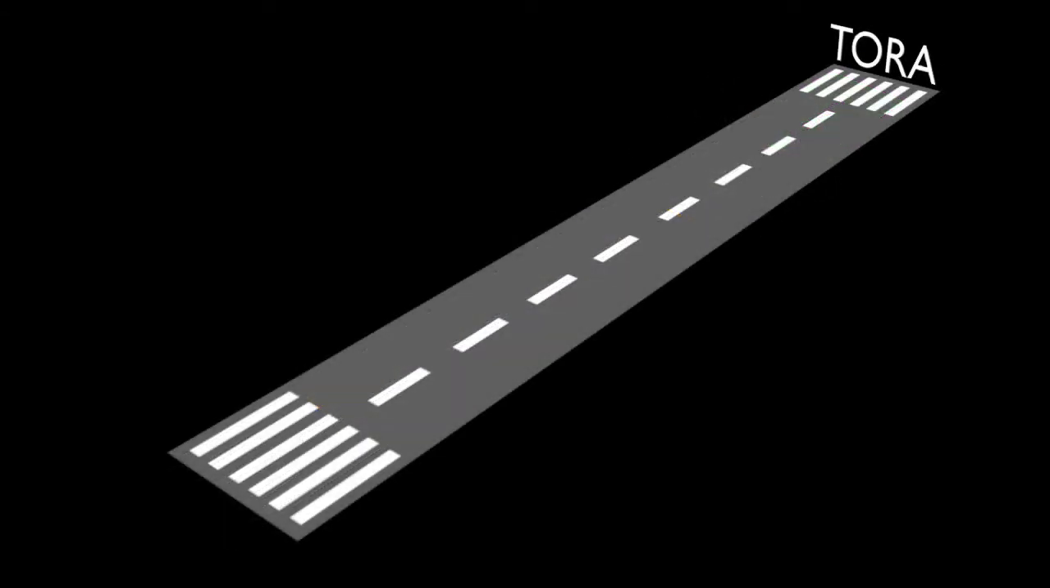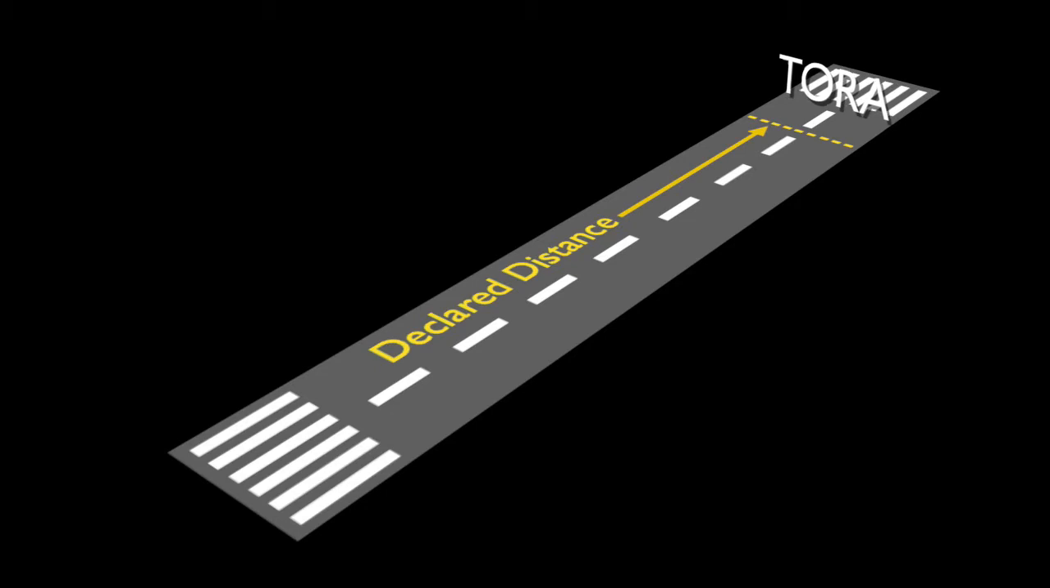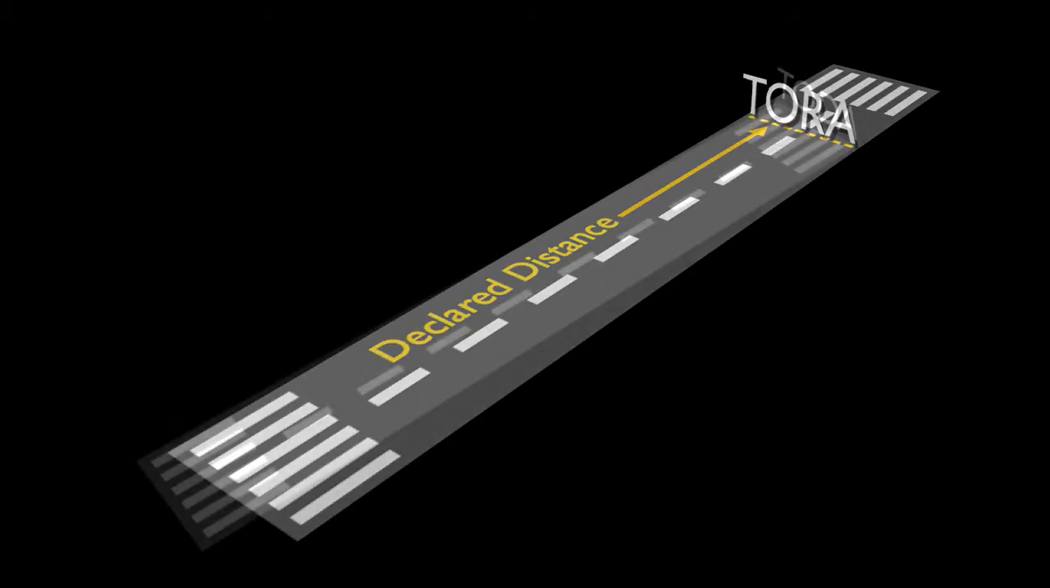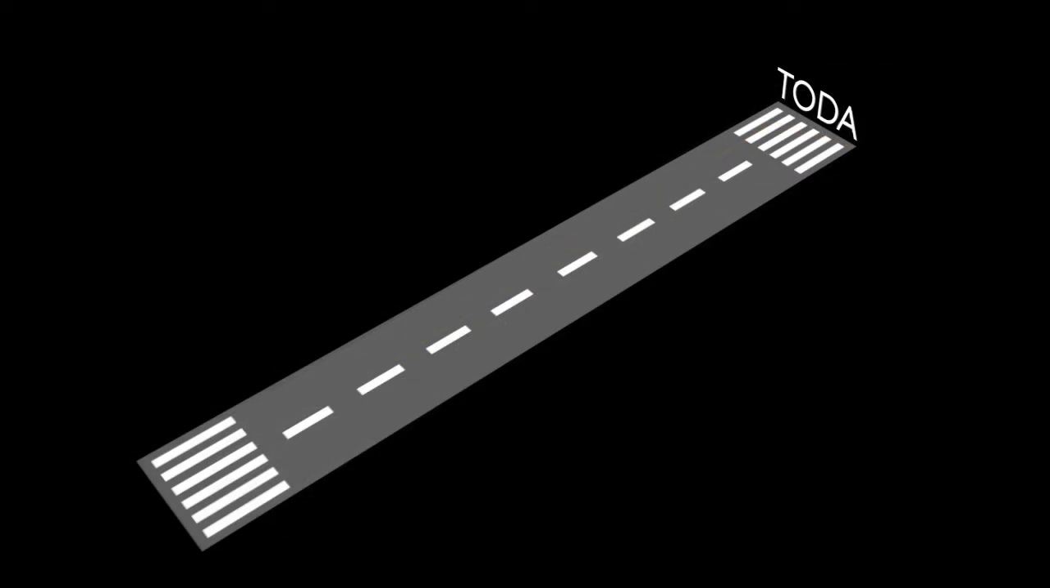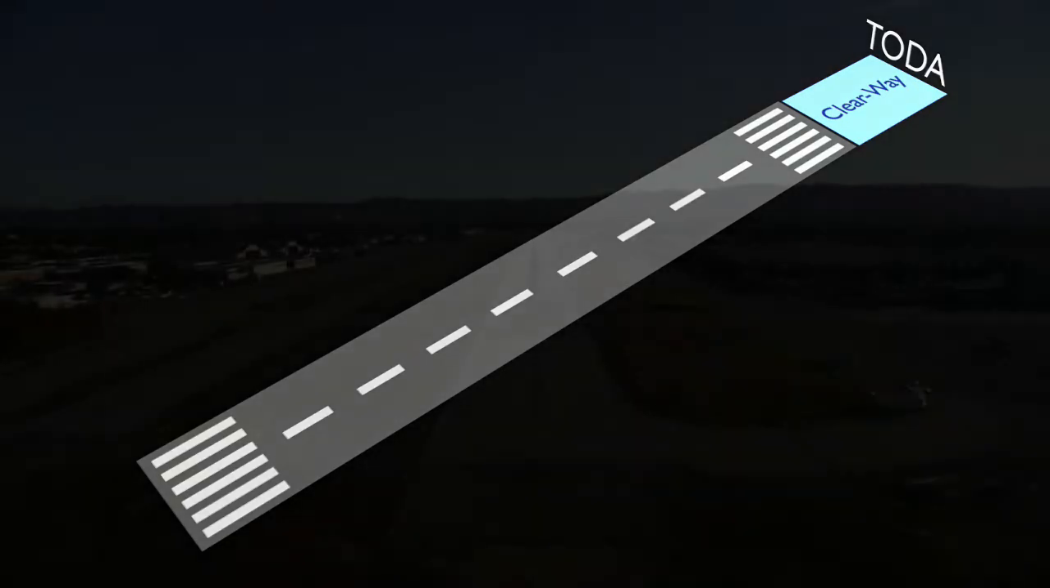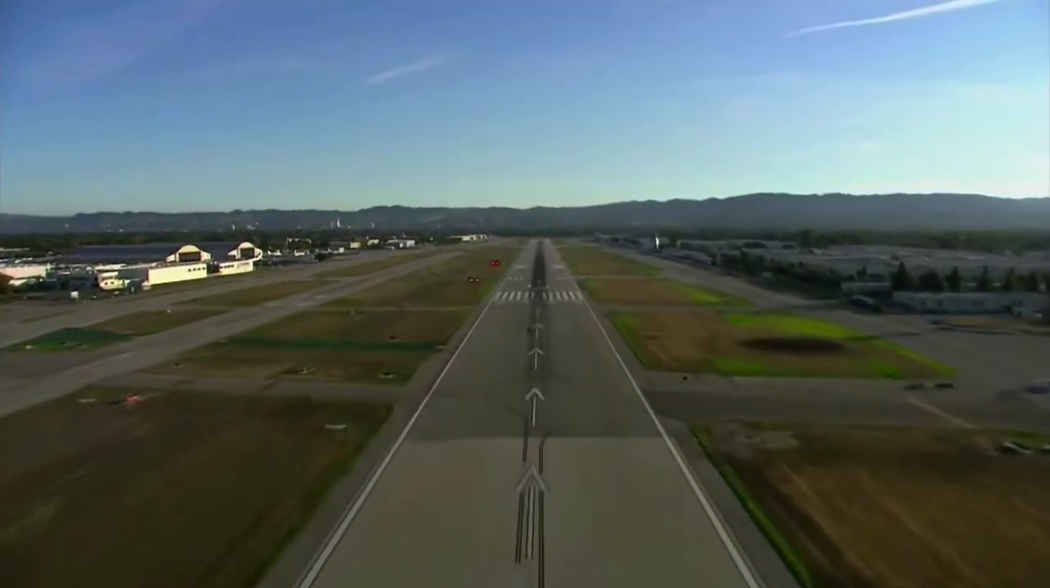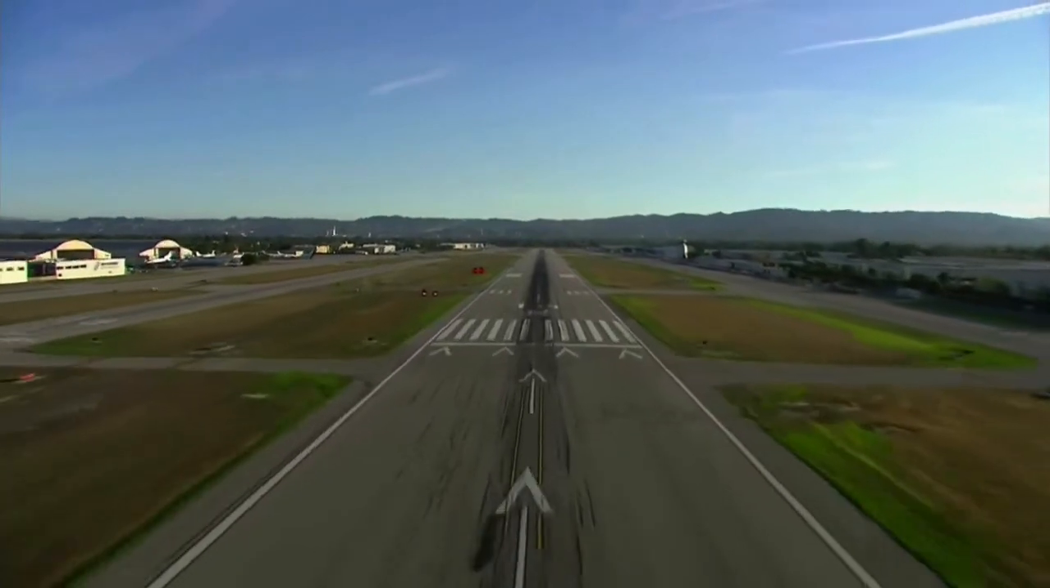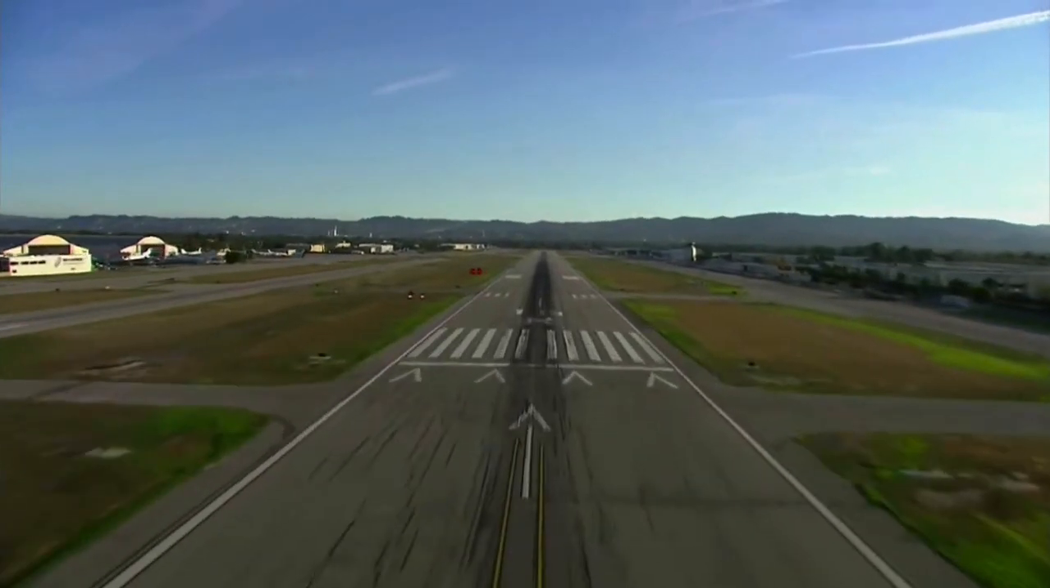Takeoff run available is the distance suitable for the ground run of a departing aircraft. This number is typically the length of the pavement, but again, it may be shorter if some of the pavement has been designated as a safety area. Takeoff distance available is the takeoff run plus any clearway. Since clearways don't apply to our operation, TODAs won't either. Landing distance available is probably the most familiar because it's associated with displaced thresholds, and we'll cover that in the module on landing performance.